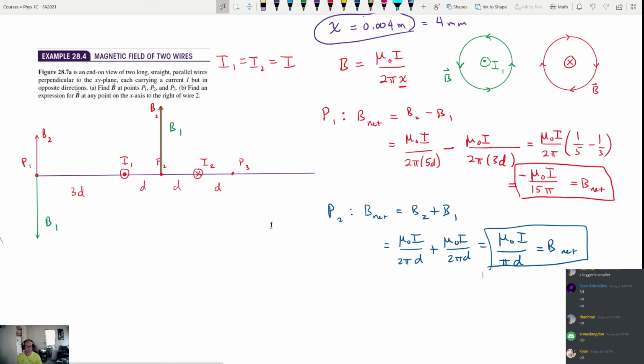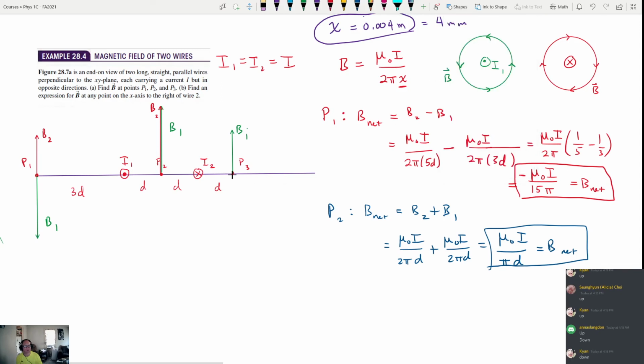6 minutes left. Okay, going straight to point 3. What's the direction of the magnetic field created by I1 at point 3? Is it up or is it down? It's going to be up. It has to be the same direction as this one, right? Because we're on the right side. And now this is B1. And for I2, is it going up or down? I2 is down, that's right.